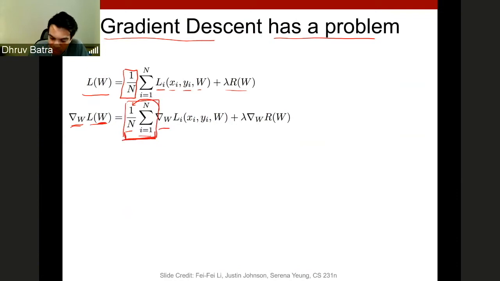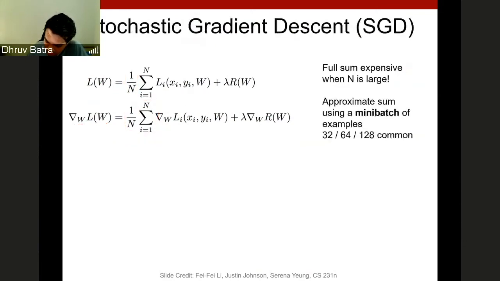And typically the number of data points in your data set is going to be large. In CIFAR, for example, you have 50,000 training examples. So this is a for loop over 50,000 examples within a for loop of iterations, right? So the full sum when n is large is expensive.